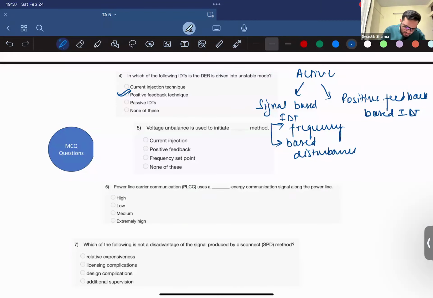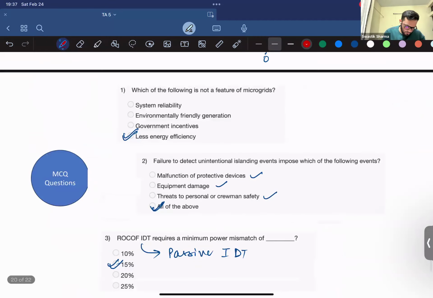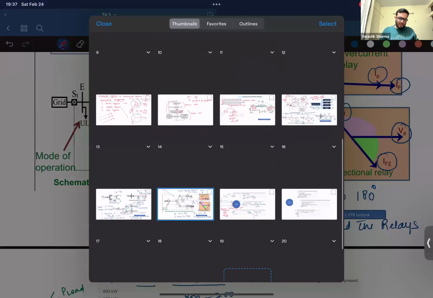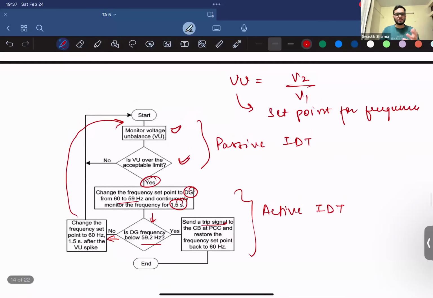Then voltage unbalance is used to initiate dash method. So we discussed this in what technique? Hybrid techniques, right? So we calculated the voltage unbalance, which was the ratio of negative sequence voltage to the positive sequence voltage. And we used it to set up a set point for frequency of our DG. And we changed the set point frequency of our DG.